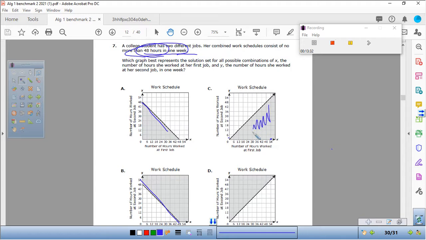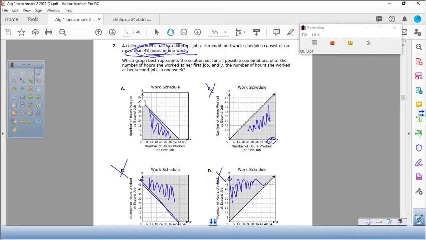Anything in the gray is a solution. You should know that already. So if any of these gray things include more than 48, look at this. This one has 54, automatically out. This is already included in the 54 out. This is the same thing already. This is the only one where you could add up any x and y values and they give you less than or equal to 48. Cool. Does that make sense?